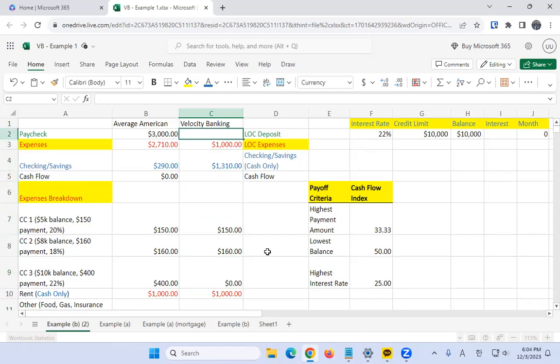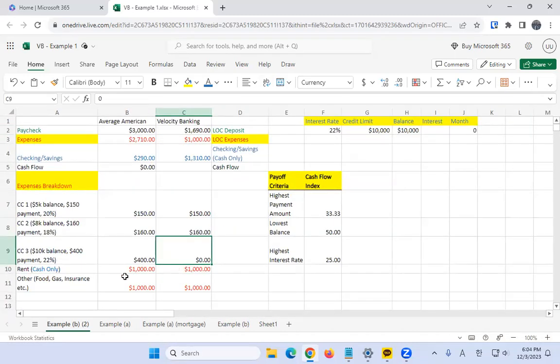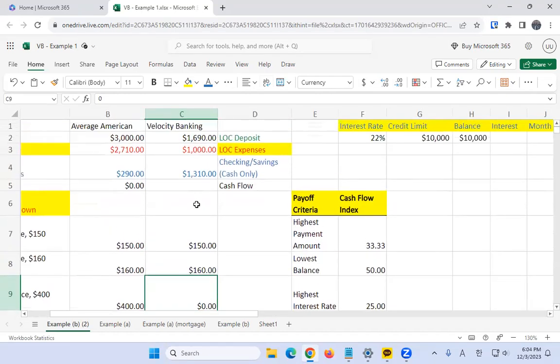Okay, so now let's go ahead and see how much our line of credit deposit is. So it'd be 3,000 minus 1310. So that'll be 1690, right? So 1690 is what's going to be dumped into our line of credit. $1,000 is our line of credit expenses, because this other food, gas, insurance is going to be the only thing really taken from our line of credit. And so now our cash flow is going to be $690, right?